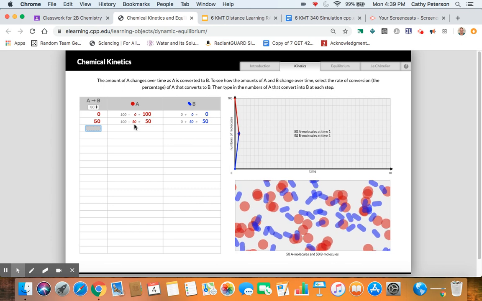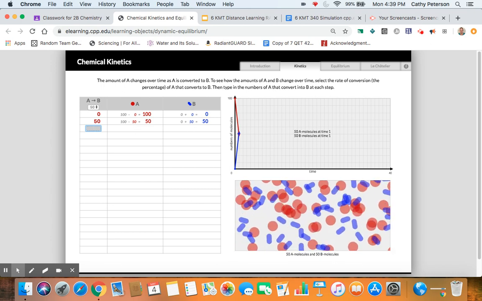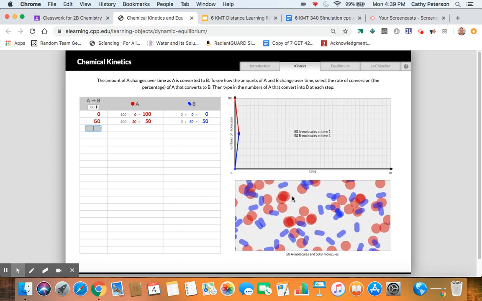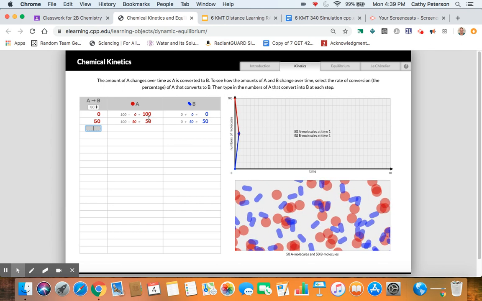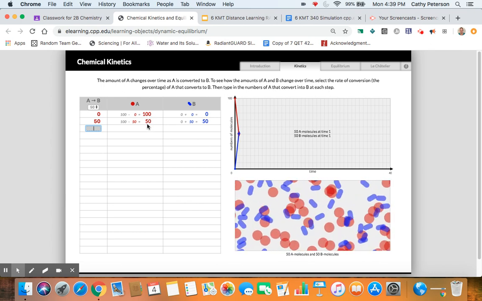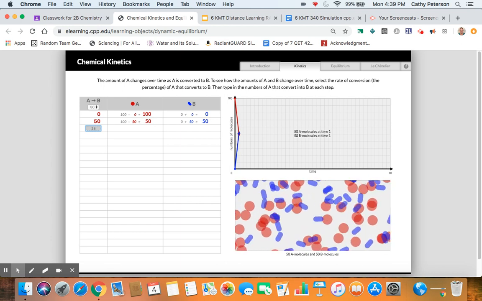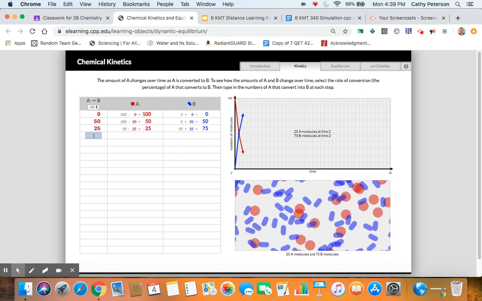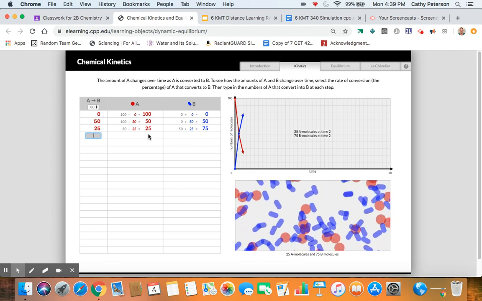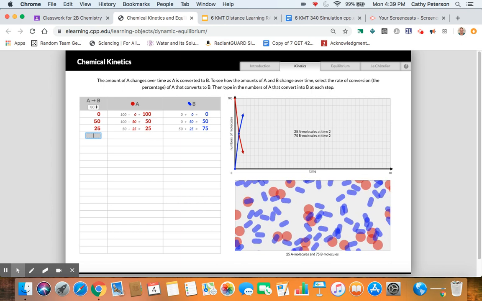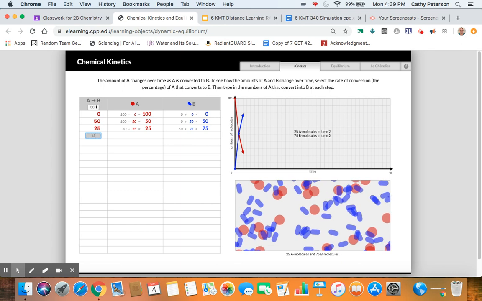You will notice it subtracted the 50 molecules and it added the 50 molecules to B. And you can actually see that happening here, and it graphs it for you. Now, if I do 50 molecules times that 0.5 for 50%, and I enter that number, you can see it'll do a next step. If I take the 25 and I multiply it by 0.5 for 50%, I get 12.5.